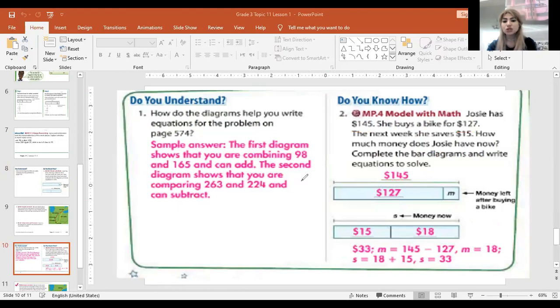Okay, my lovely girls, so this is the whole $145. This is what she bought the bike with, $127, and I did subtraction, and I got the M, 145 minus 127, so the M equals 18. And the sum, the money that she has now, is 18 plus 15 equals $33.